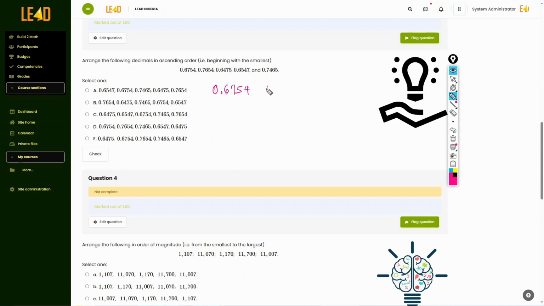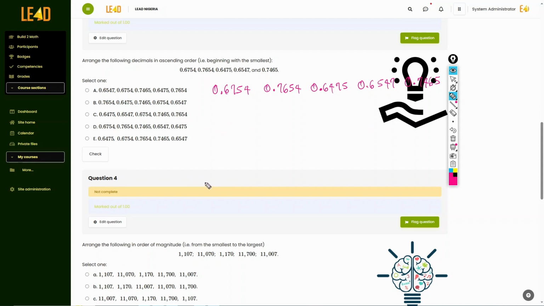0.6754, 0.7654, 0.6475, 0.6547, and finally 0.7465. Okay, so they have the same number of decimal places, so we don't have to complete it, we just have to look carefully. So this one starts with 64, there's nothing else here that starts with 64.